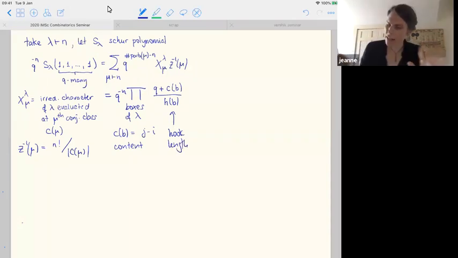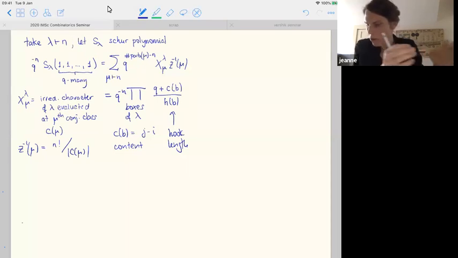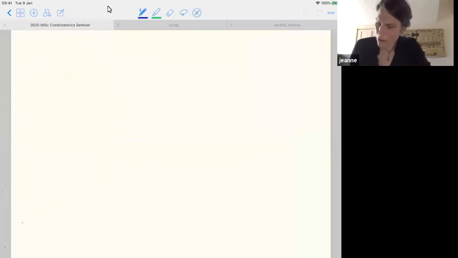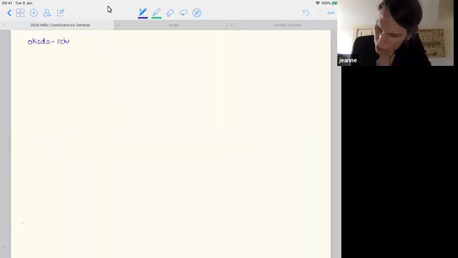So we have this very nice formula relating the evaluation of the Schur function or the Schur polynomial and the content. Now, I want to replicate this, and there's good hope for it because the Okada algebra has a theory of Schur functions in a sense. So let's call these the Okada Schur functions.